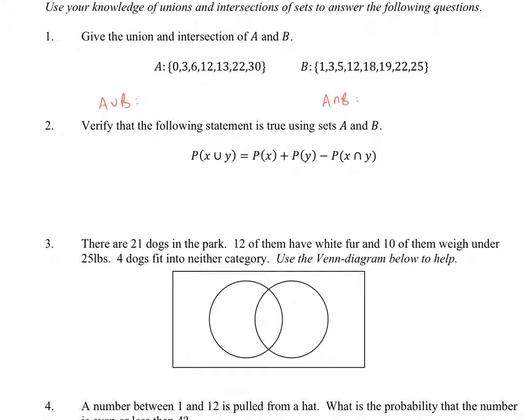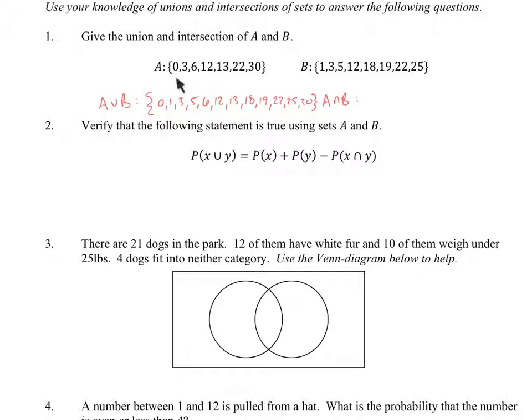When we're talking about the union of these two sets, remember we're talking about all of them together minus their intersection, because this means A or B, and we're not going to repeat them. I see a couple of repeats: 3s, 12s, 22s. We're not going to repeat those. We're just going to list all the numbers that appear in either A or B. So let me go ahead and do that.